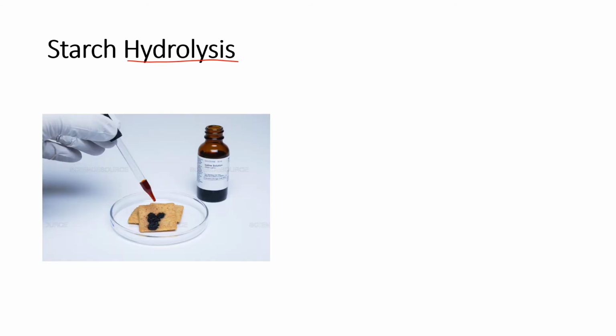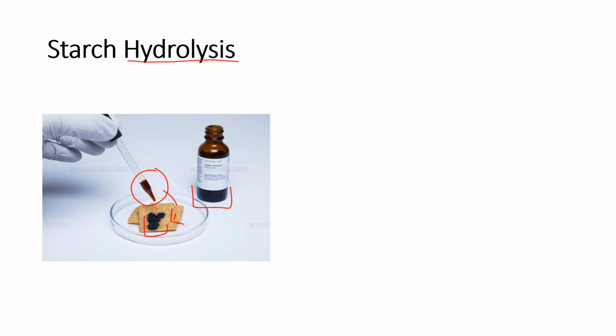Another test you will be performing is starch hydrolysis. Hydrolysis is a catabolic reaction. Basically, you are testing to see if the bacteria has the ability to break down starch, which is a large polysaccharide made of glucose molecules. The indicator you will be using for this is iodine. Iodine is normally sort of a brown color, but when it interacts with starch, it turns black.